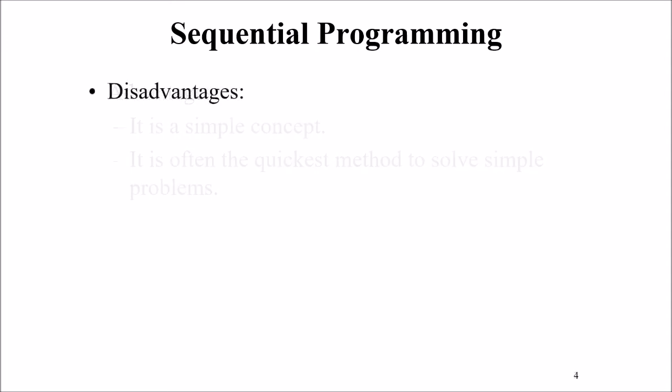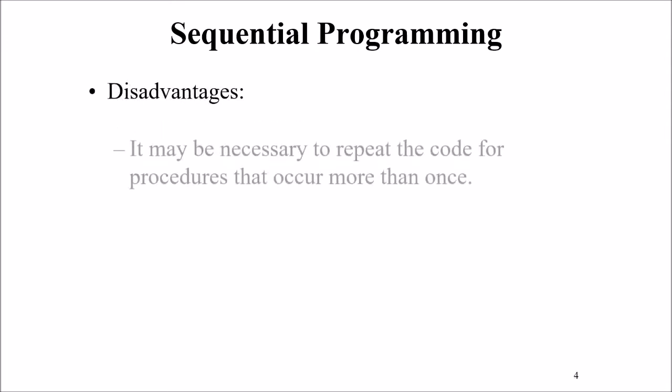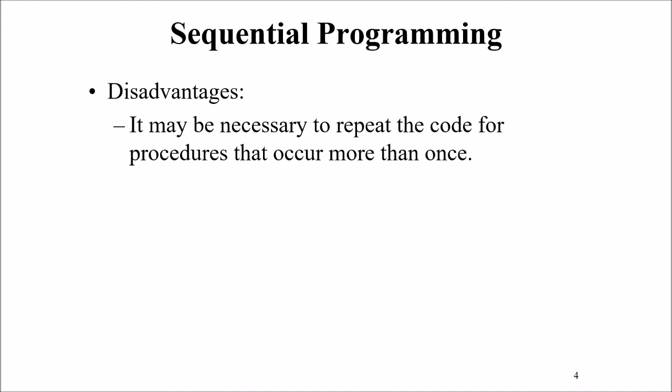There may be some disadvantages to sequential programming. Among these, it may be necessary to repeat the code for a procedure that occurs more than once. And anytime you repeat code for the same kind of process, there is always a chance to make a mistake.